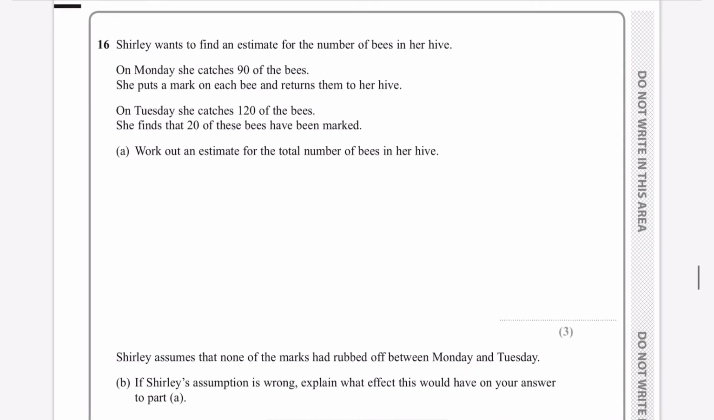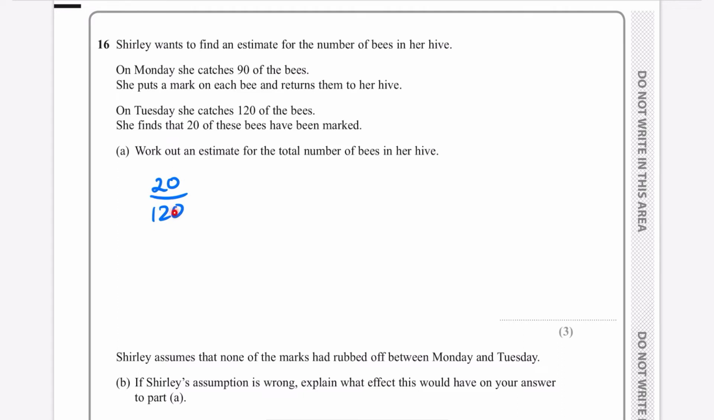Shirley wants to find an estimate for the number of bees in her hive. On Monday, she catches 90 of the bees and she puts a mark on each bee and returns them to her hive. We don't know how many bees there are in the hive though, and actually I think that's what the question's going to be. On Tuesday, she catches 120 of the bees and she finds that 20 of these bees have been marked. So she has found that 20 out of the 120 that she caught had a mark on. And we're going to try and work out an estimate for the total number of bees in her hive.